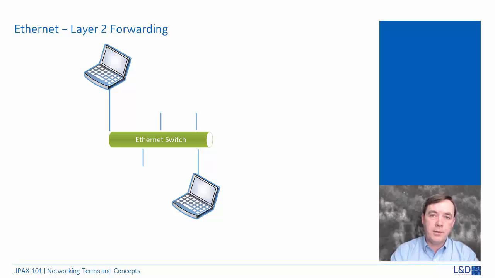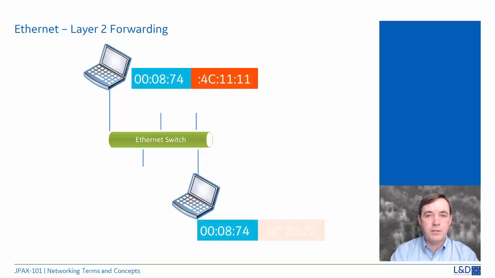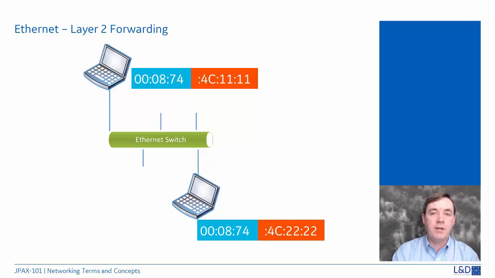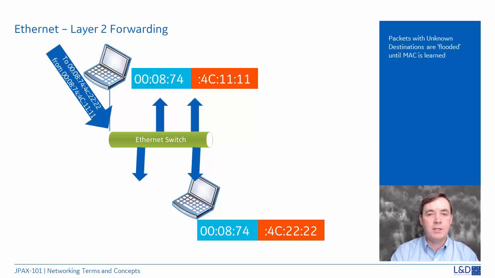In a single layer 2 domain, all hosts can be reached using the appropriate MAC address. This includes LANs, VLANs, and VPNs, as we'll see in MPLS. Each network switch, however, has to learn the MAC address of the attached hosts in order to efficiently forward packets to their appropriate destinations.